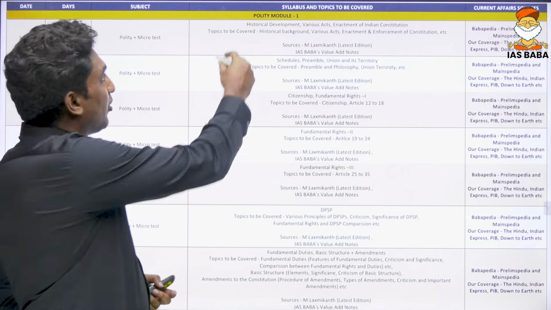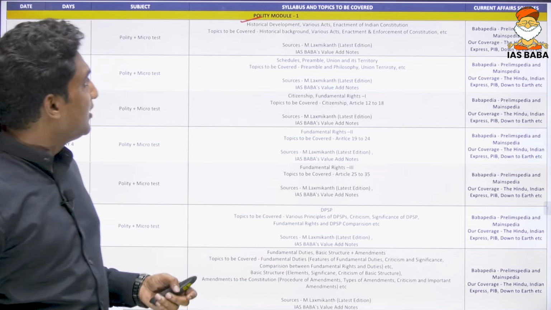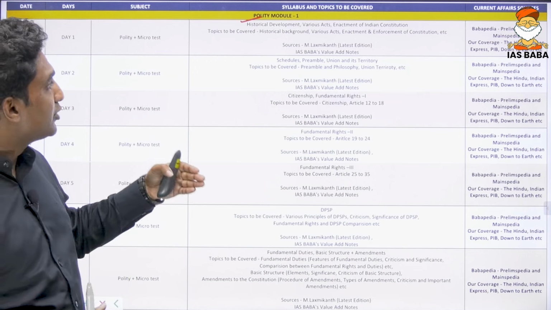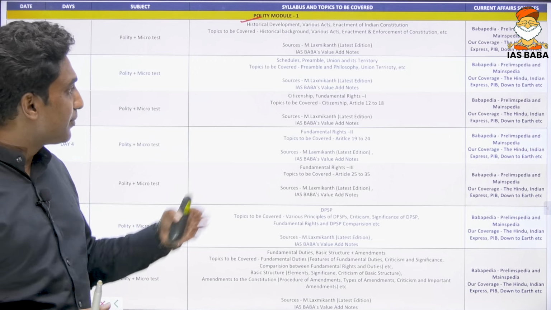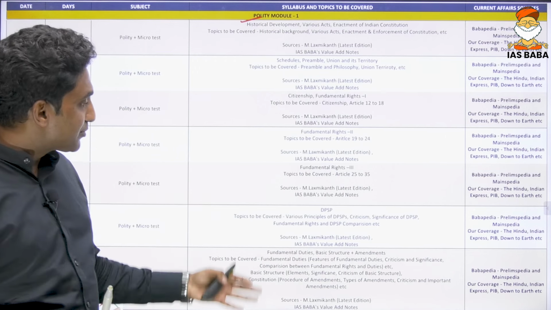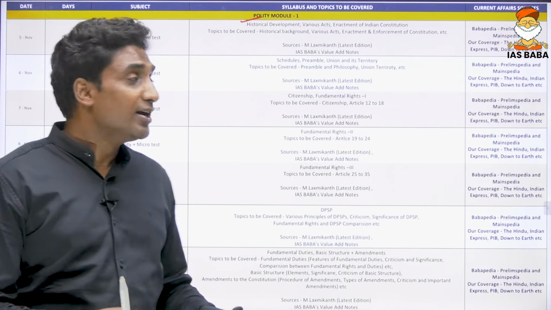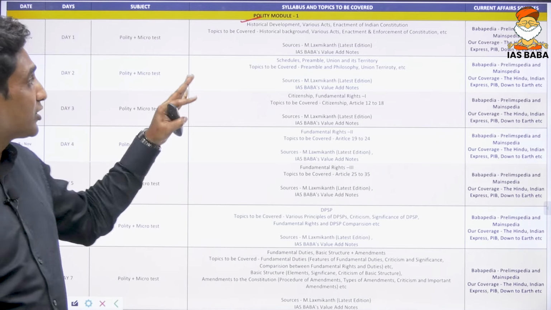So it is a polity module, wherein on day 1 we will be covering the historical development, then schedules, preamble, citizenship, fundamental rights, DPSP, fundamental duties. So these are the 7 topics that will be covered, and on the 8th day you will have a test, and then the next cycle runs. So that is how the program runs. So coming to day 1, now I'll be focusing on day 1.